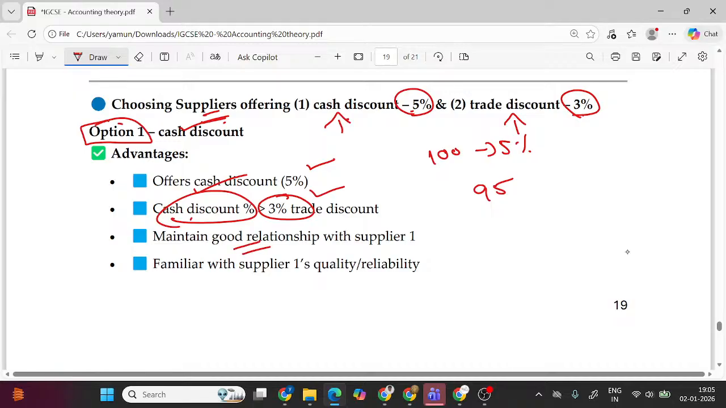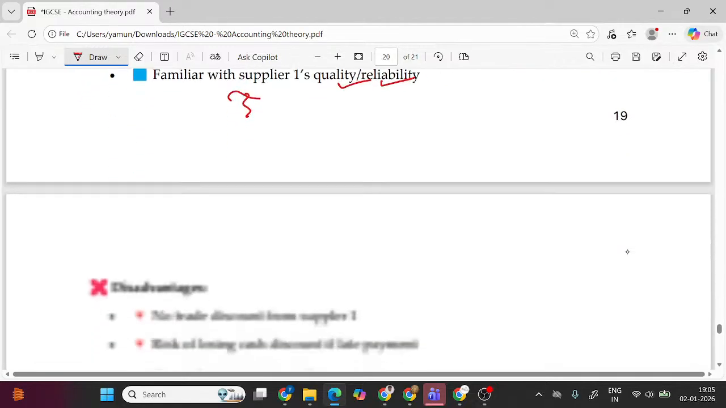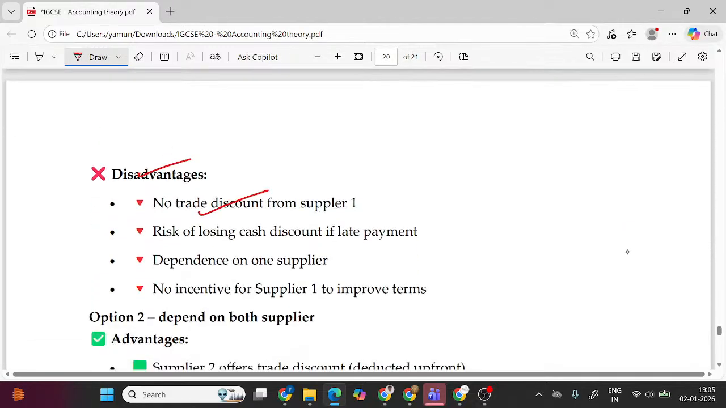You will maintain a good relationship with supplier 1 and be familiar with supplier 1's quality and reliability. You know about the person already. He's not going to sell cheap quality, so you can go for the cash discount. Disadvantages: no trade discount from the supplier. What do you mean by trade discount? You pay 100 rupees, but you get goods worth 103 rupees. Risk of losing the cash discount if payment is late, yes, that's also there, if I'm not making the correct payment on time. Dependence on one supplier, and no incentive for the supplier to improve terms.